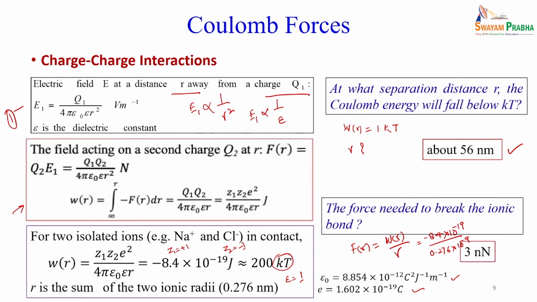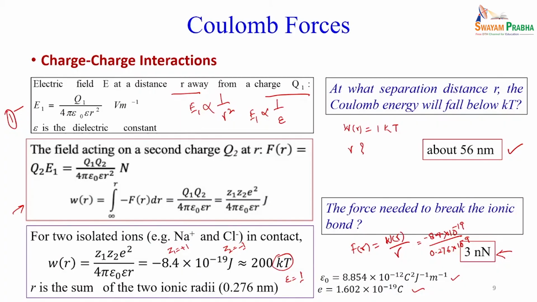So, this will be coming out to be close to 3 nanonewton. Here again it says if you want to break the ionic bond, you require this much of the force. Again, this is comparable to the strength of the covalent linkage. So, what we see here is the Coulomb interaction, particularly between the charged molecules, and its strength is found to be comparable to the covalent linkage, but it is a long range force.